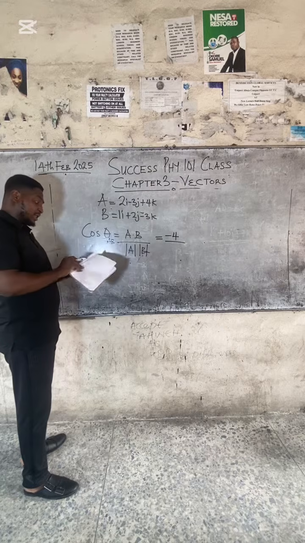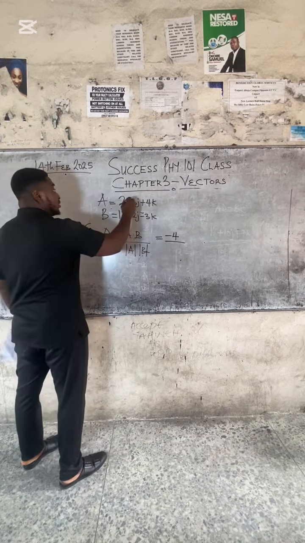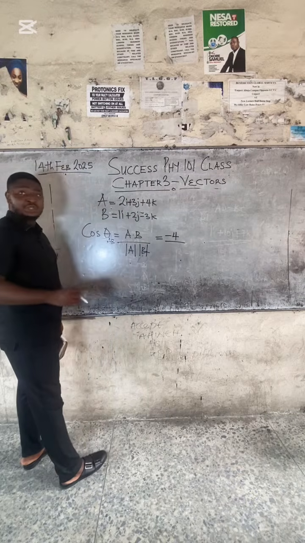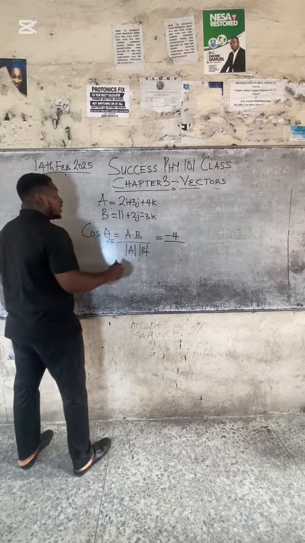Was it 2I plus 3J? Are you sure? 2I plus 3J, no problem. Are you sure? 100%? So A dot B is minus 4 all over... What is magnitude of A?